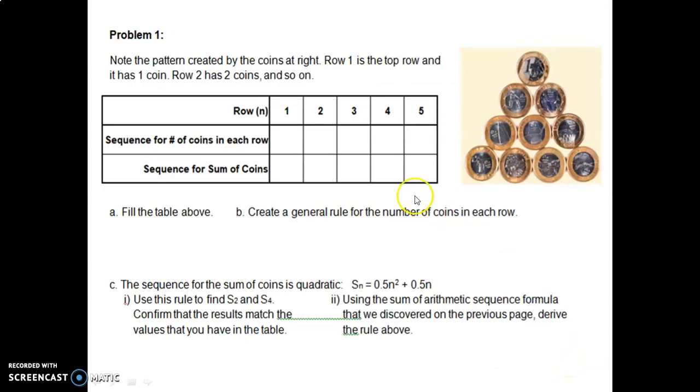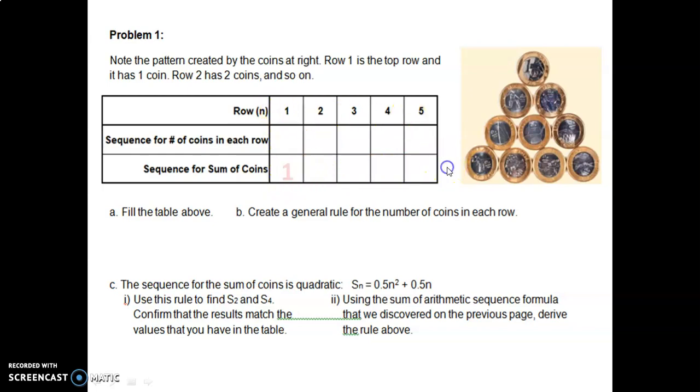Okay, let's go to this problem here, which is on your notes page. And it is called problem 1. Please fill in this row, these values, and these values. These values represent the number of coins in each row of this pyramid here. And read the top part first. And this part of the table represents the sum of all the coins after that many rows.